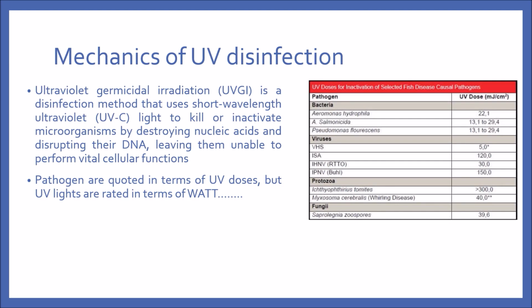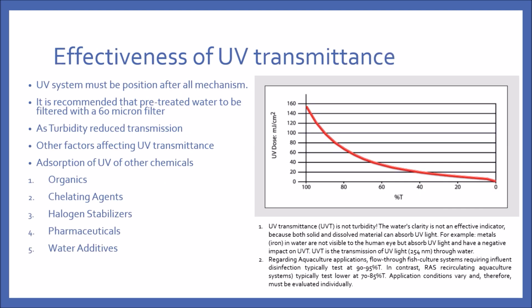To illustrate my point, this is a chart between UV transmission and UV dose. As you can see, when the transmission percentage drops, the UV dose actually decreases. So what is UV transmittance? Transmittance is a mechanism which affects the transfer of light from the UV light onto the water.